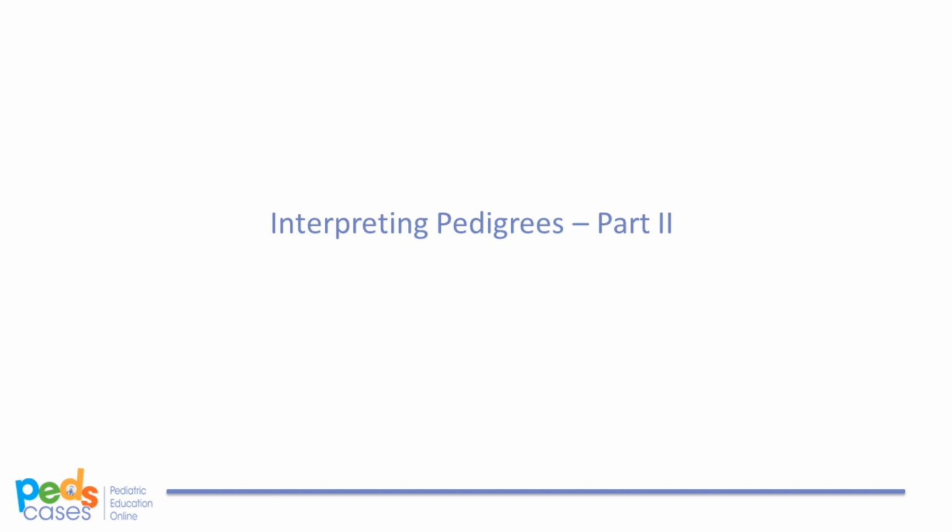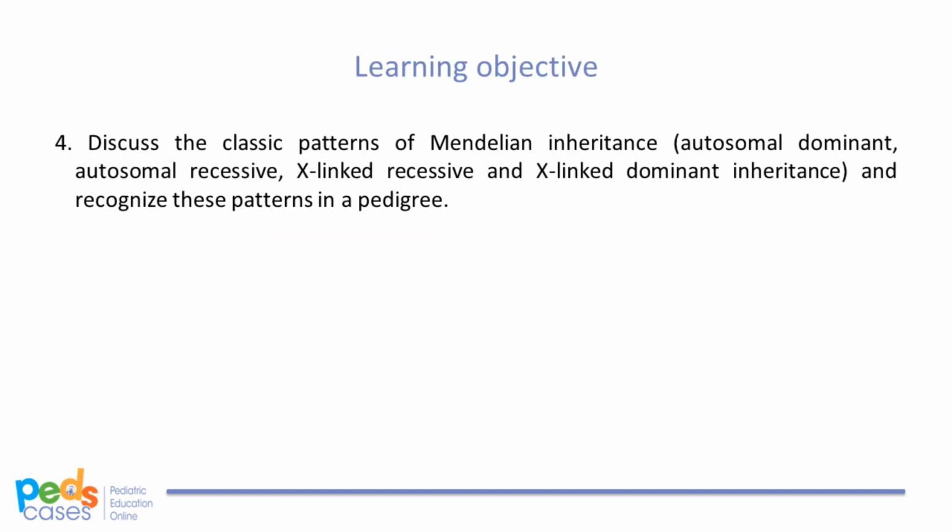Welcome back. In the previous video, we talked about the importance of family history as well as how to construct a pedigree. We drew a pedigree for our patient, Billy, based on a family history taken from his mother. In this video, we'll review the classic patterns of Mendelian inheritance and see how these patterns might look in a pedigree. We'll introduce you to several mini cases as practice before going back to Billy's case.